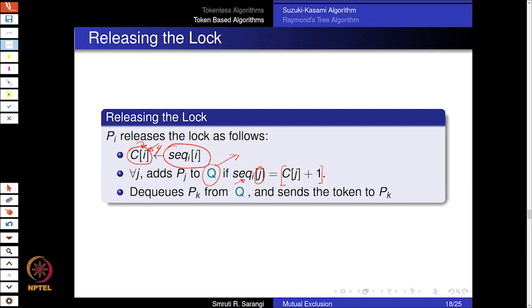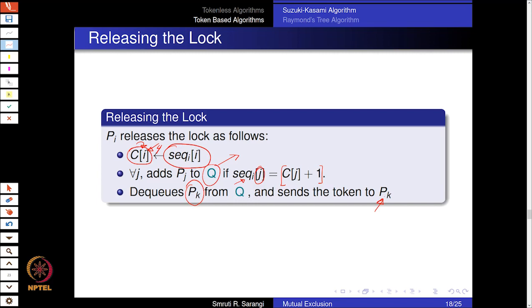So it essentially scans its sequence array, and whenever it sees this relationship hold, which means that process j is desirous of acquiring the lock one more time, it adds it to the array, the queue Q. Then what it does is it dequeues PK from Q, so it dequeues one process from the queue and sends the token to PK.